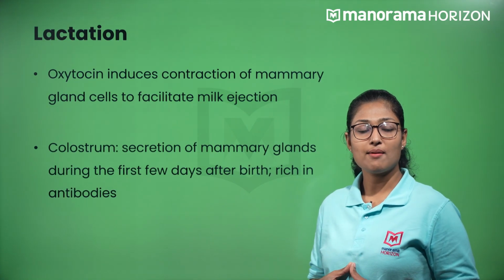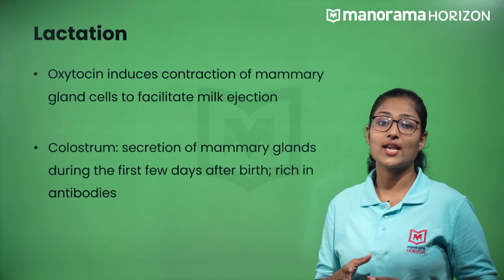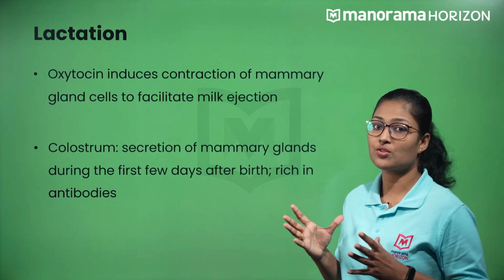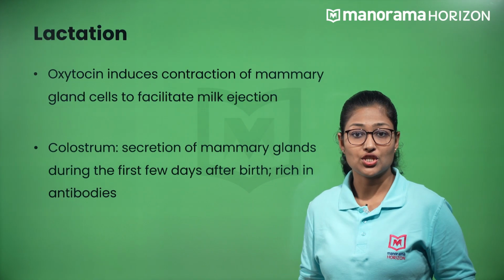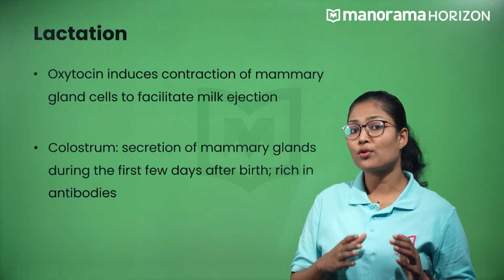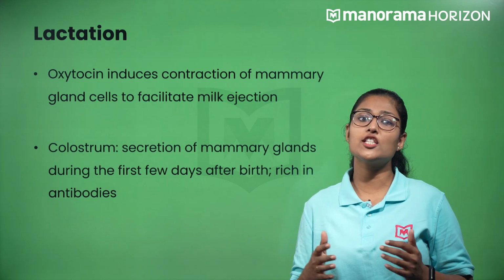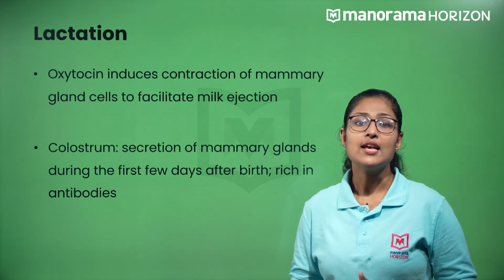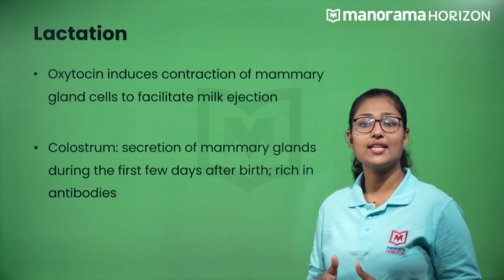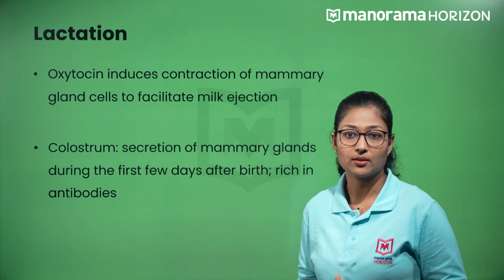The secretion of mammary glands during the first few days after the birth is called colostrum. It is not nutritious but has antibodies to protect the infant during the first few months of life. The secretion of true milk begins on the 4th day of childbirth.